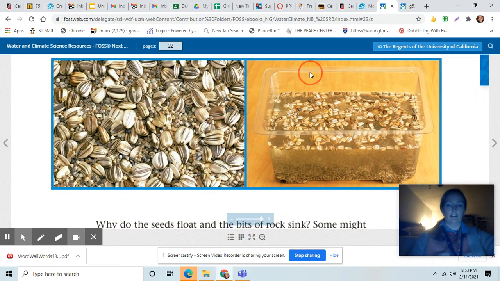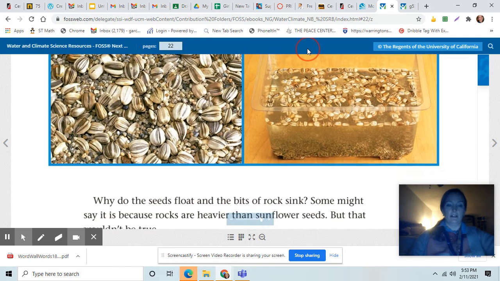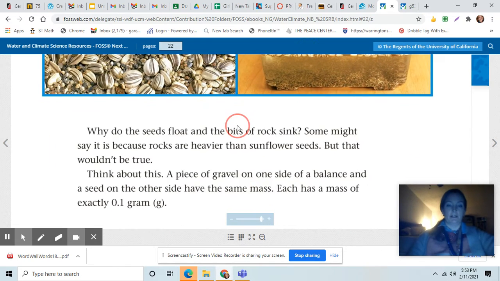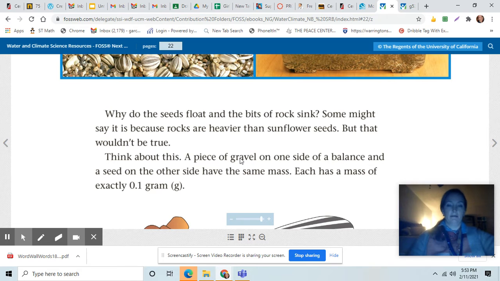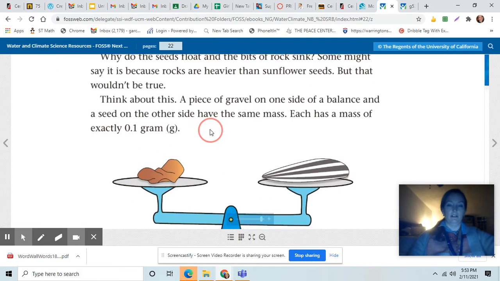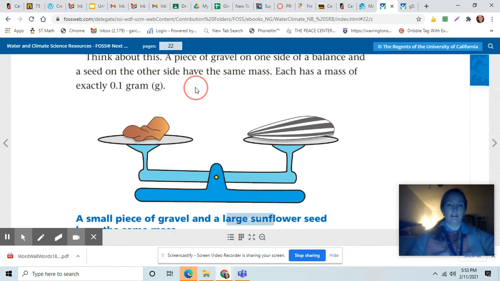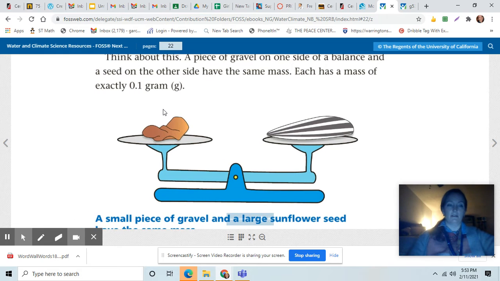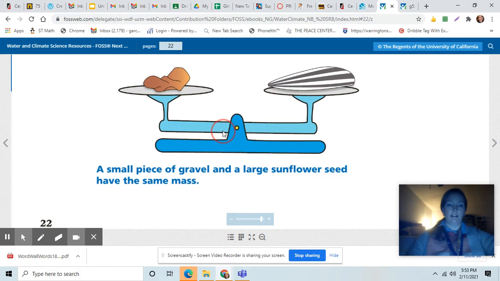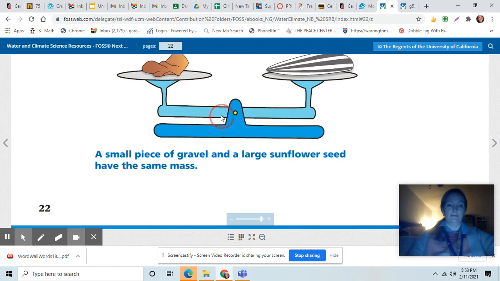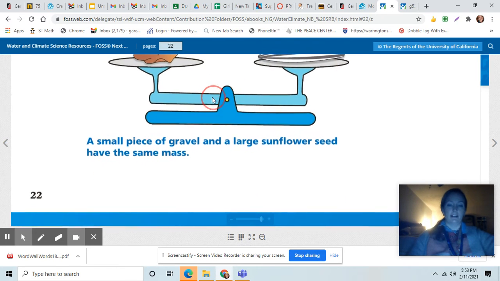So if you take a look, we have a difference. Why do seeds float and bits of rock sink? Some might say that it is because rocks are heavier than sunflower seeds, but that wouldn't be true. Think about this. A piece of gravel on one side of the balance and a seed on the other side have the same mass. Each has a mass of exactly 0.1 gram. So if you can see, they hold the same weight, the same mass.